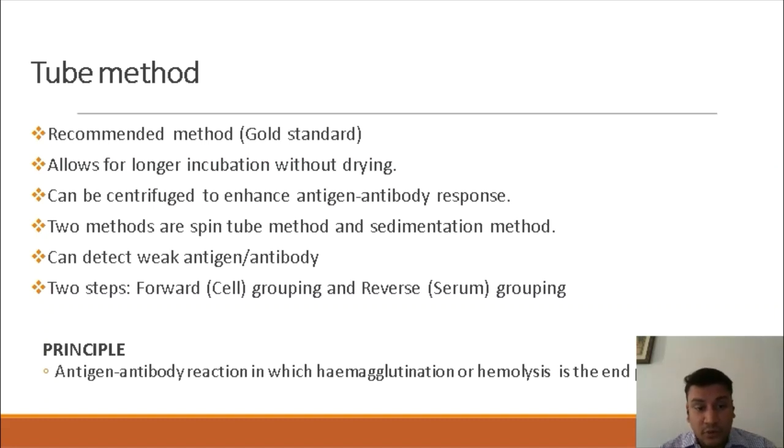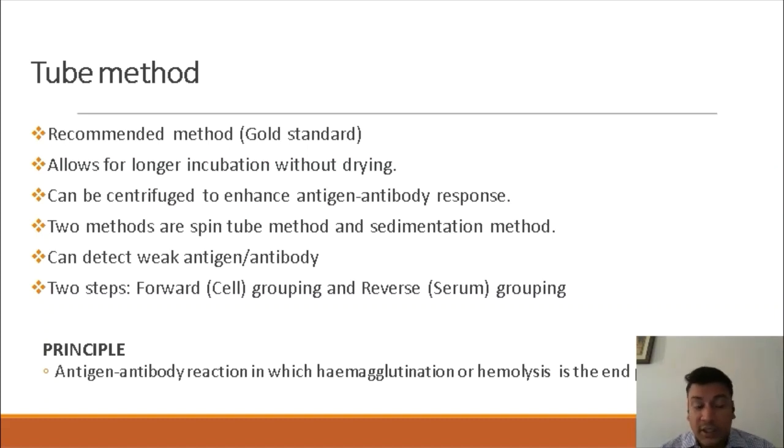The main two methods are the spin tube method and the sedimentation method. In the spin tube method, we take the help of a serofuge or centrifuge. In the sedimentation method, after mixing of patient red cells and antisera, we allow them to stand at room temperature, and by the gravitational pull, the red cells and the antisera will settle at the bottom of the test tube. Usually what we use is the spin tube method, which takes the help of a centrifuge.